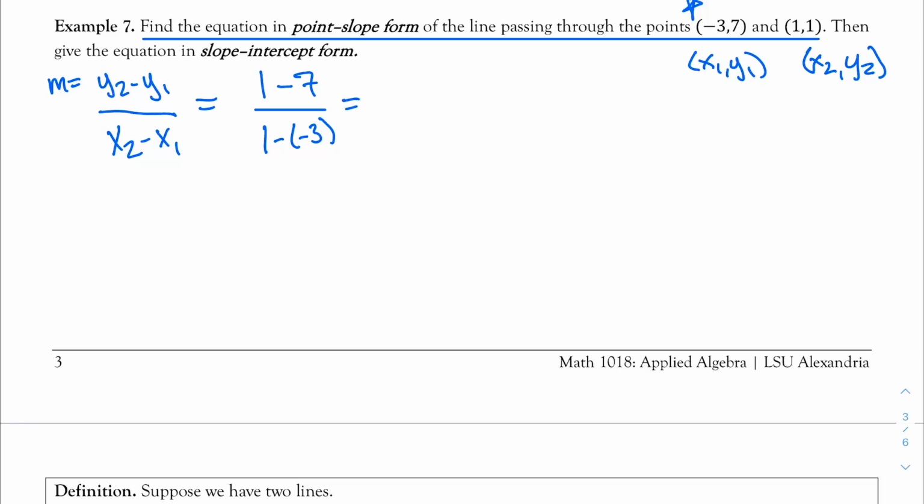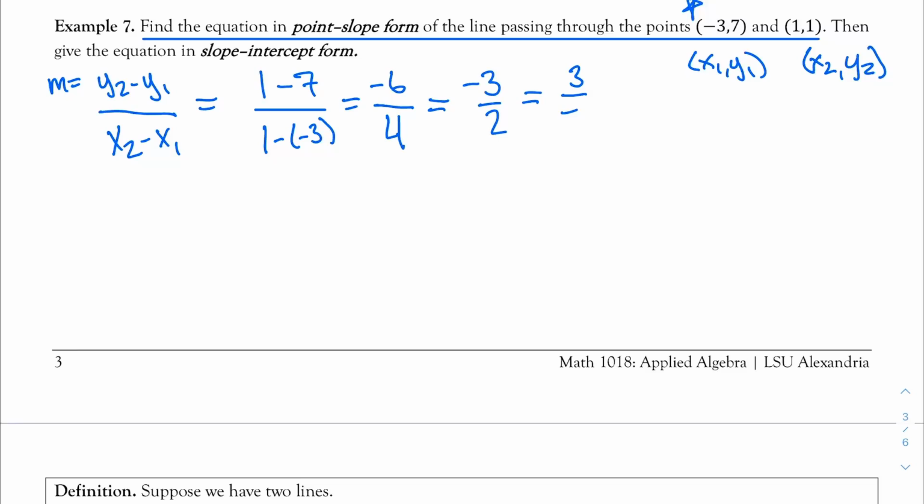Cleaning this up, on the top I got negative 6. On the bottom, 1 minus negative 3. 1 minus negative 3, that becomes 1 plus 3, or simply 4. And since I know that both of these numbers are in fact even, I know for sure I can reduce this down. This is equivalent to negative 3/2. Or if you want, you can put 3 over negative 2. Both of these mean the same thing.